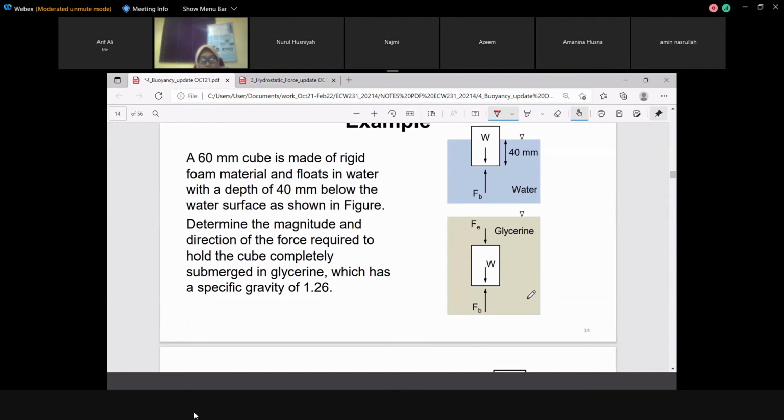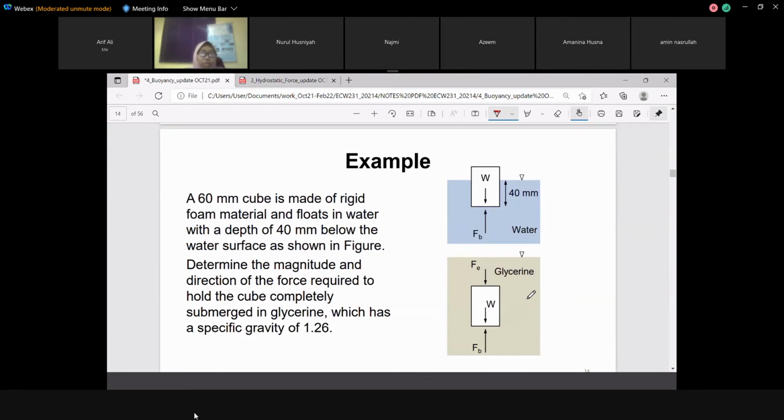Okay, let's see on another example. So this cube is 60 mm. So this one you boleh guna 60 mm sebab dia immerse fully submerged. For this one, you need to calculate the volume displaced sahaja. So the height is 40 instead of 60.